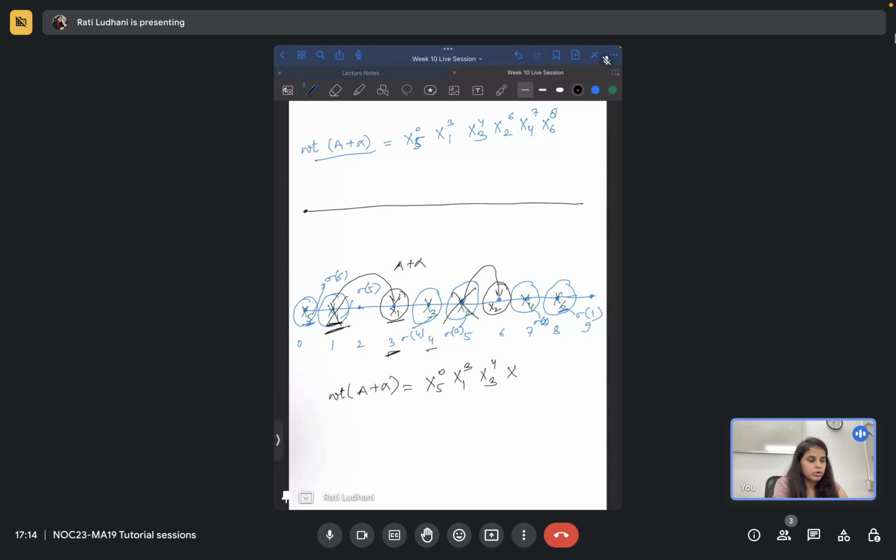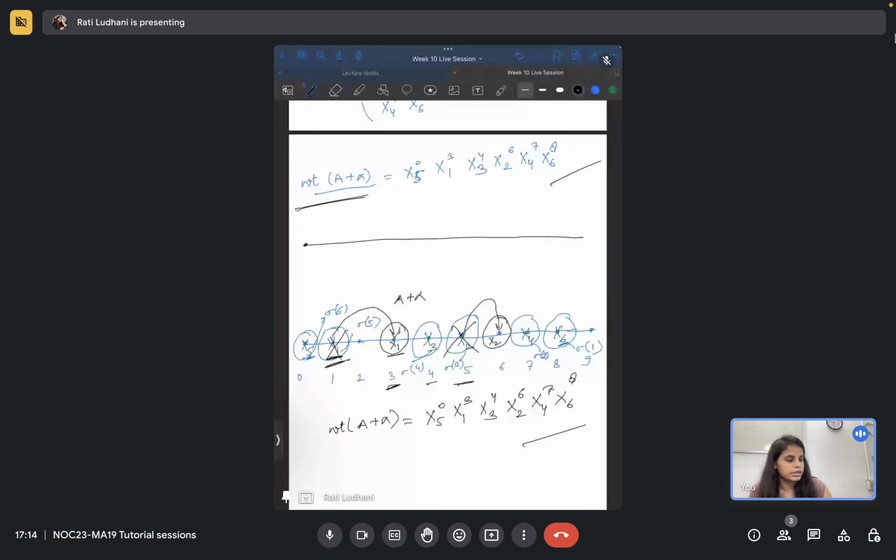X2 is now not here at the 5th position, it is now at the 6th position, so the power will be 6. X4 raised to power 7 and x6 raised to power 8. So you'll get this now, and you can see this is the same thing. We wrote it down by multiplying, and we wrote it down using abacus. These are the same things. Is that clear?